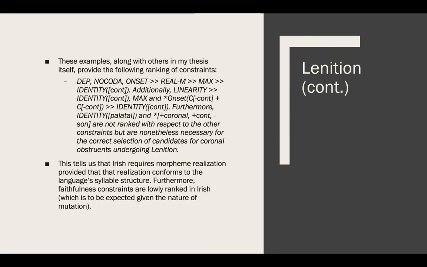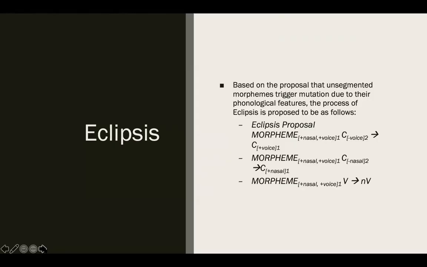Basically, what this tells us is that Irish requires morpheme realization, provided that the realization conforms to the language's syllable structures. Furthermore, faithfulness constraints are not important, and for that reason, you can see changes in continuancy or place of articulation in order to realize these morphemes.